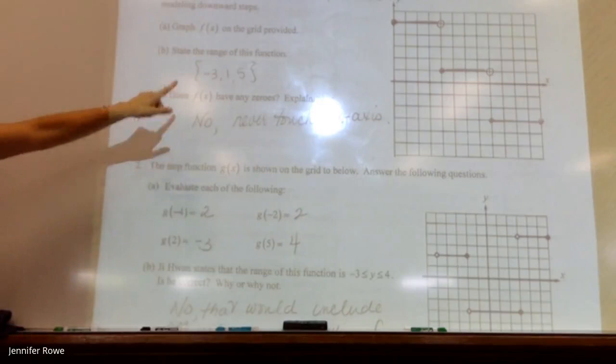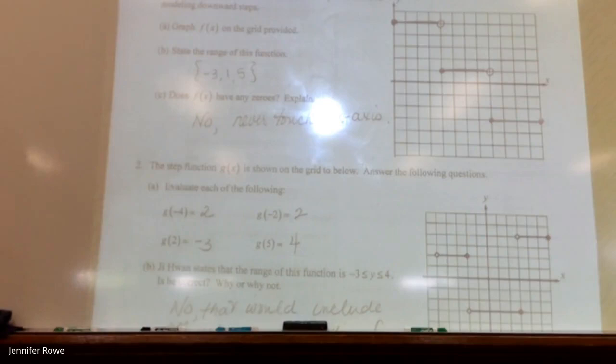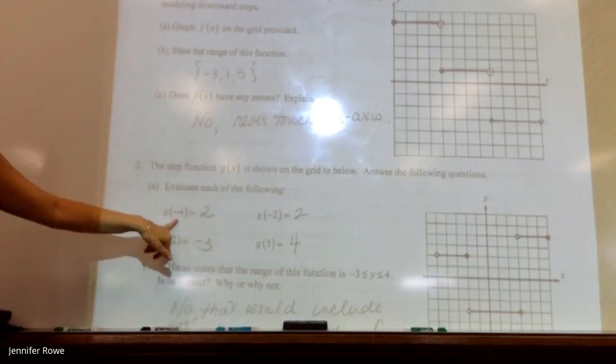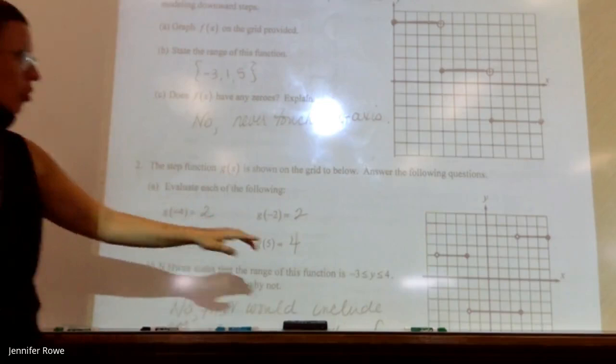Okay, step function number 2 is shown on the grid. Answer the following questions. Evaluate each of the following. So this just means go to where x is negative 4, because that's what's given. Go to where x is negative 4 and tell me the y value.